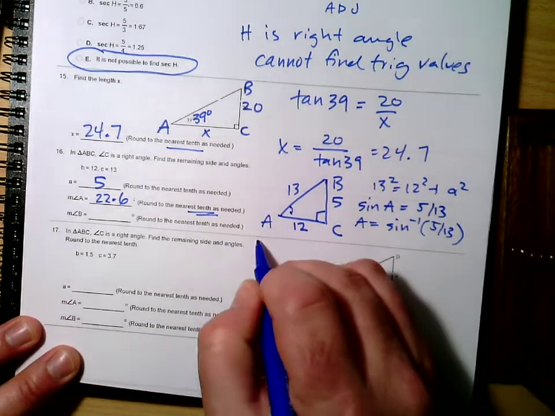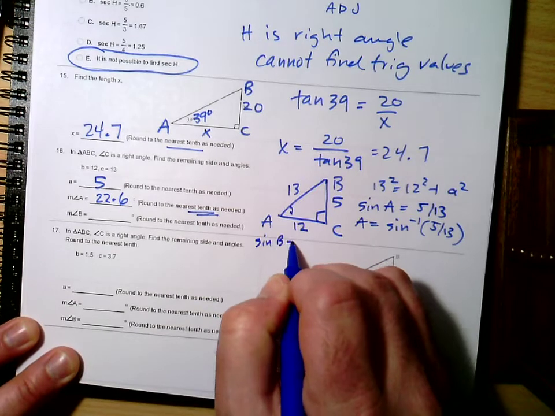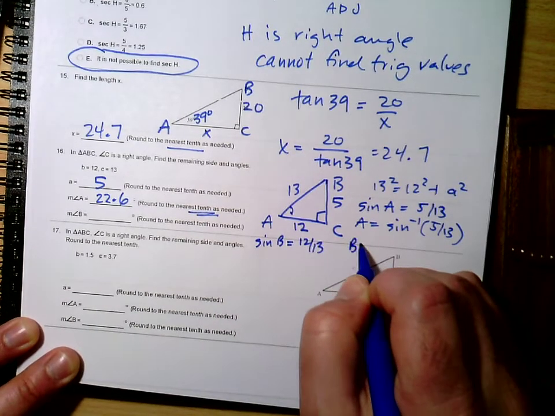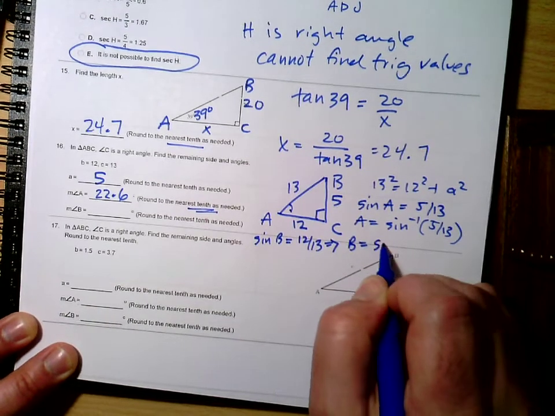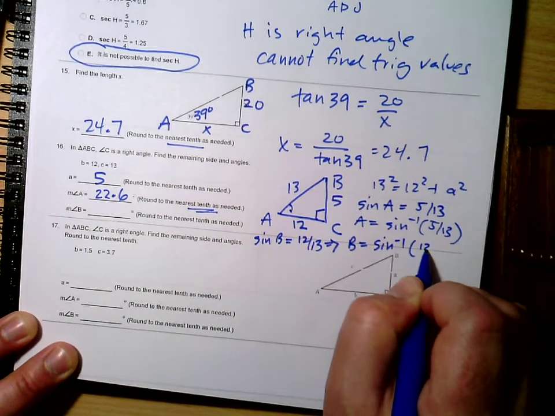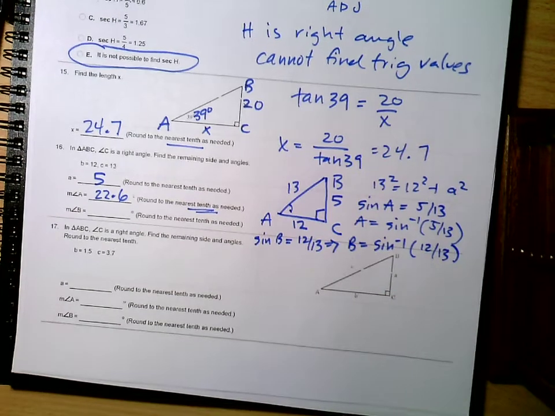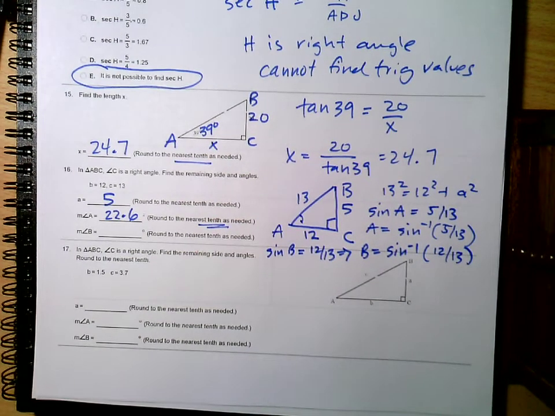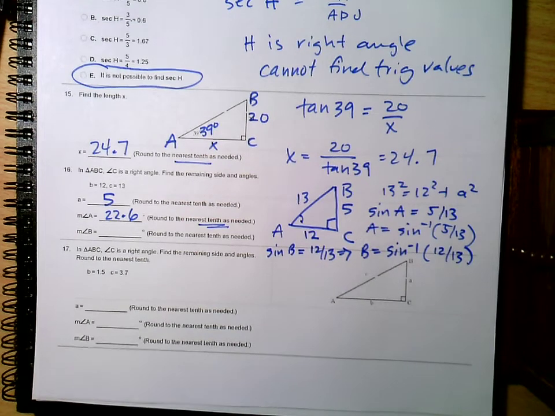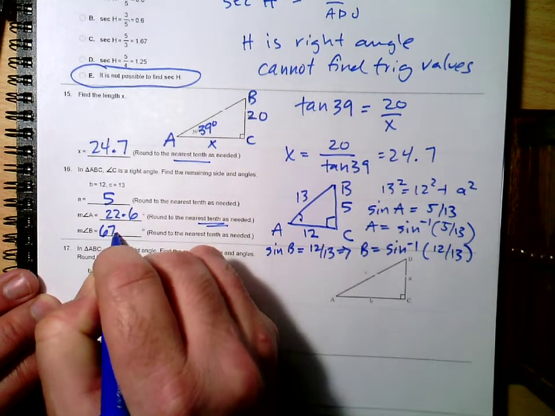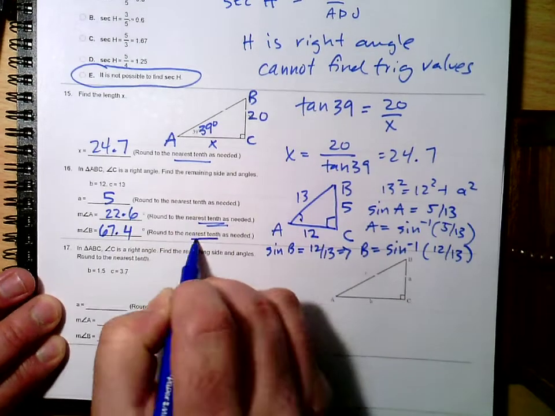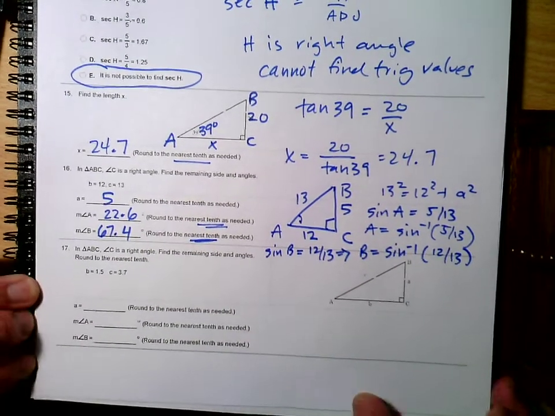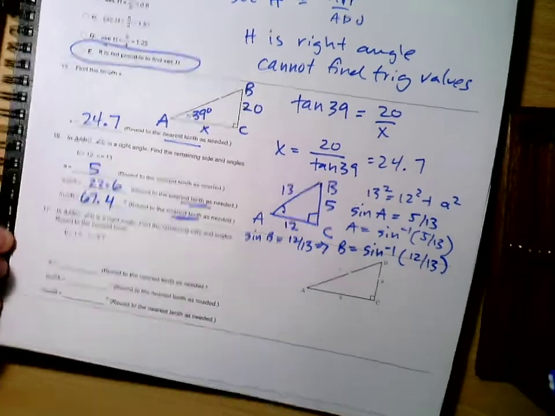Okay? And measure of angle B, we can do basically the same thing. We can do sine of B equals 12 over 13. And so B equals sine inverse of 12 over 13. So sine inverse of 12 over 13 is 67.4 rounded to the nearest tenth. Pay attention to how those instructions are worded, ladies, okay?